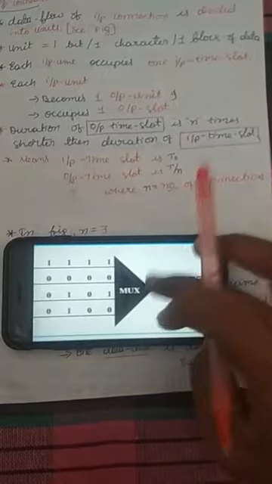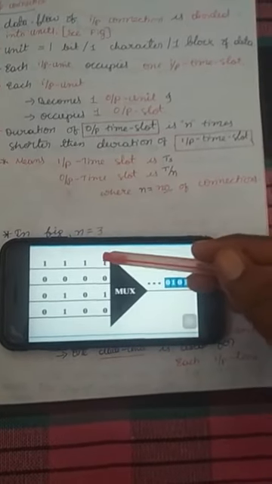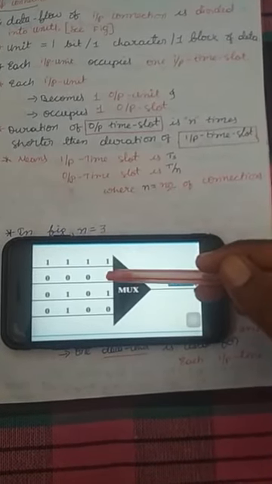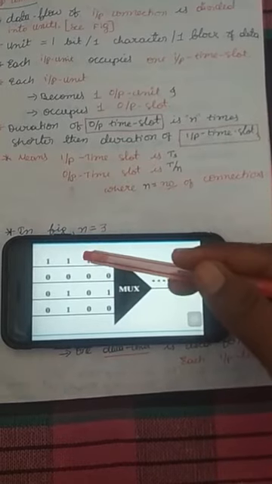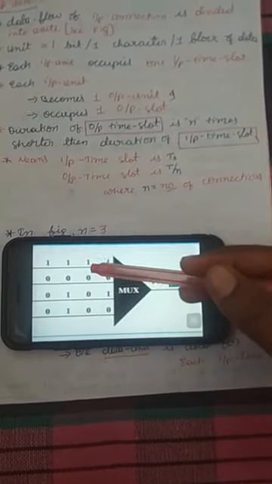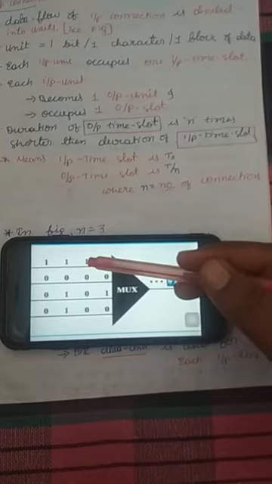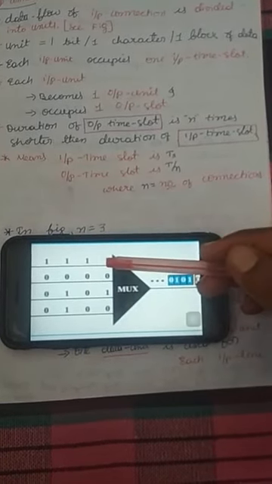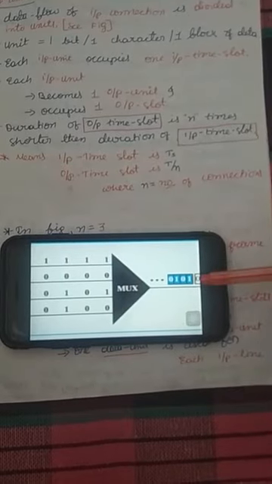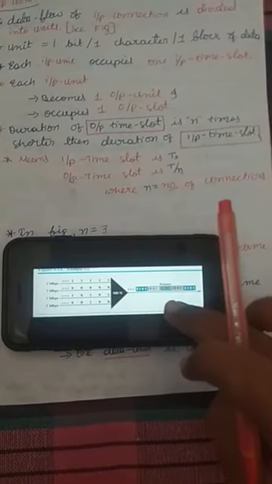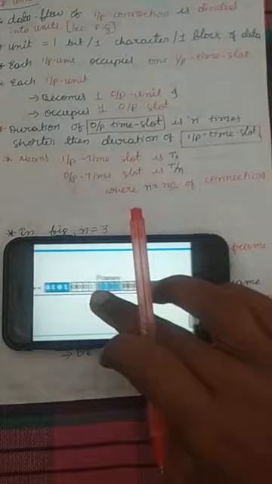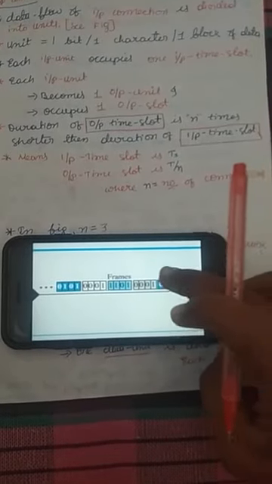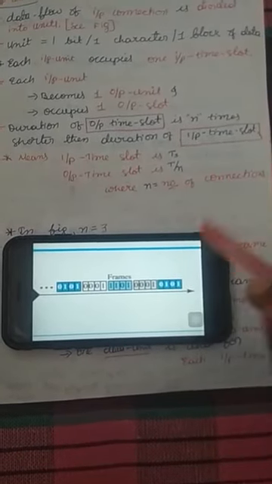Okay. Then here we have 1, 0, 1, 0, 1, 0, 0. These are the units, or we are going to call them bits. How will these units occupy these slots? You can observe that this is one frame containing 4 slots.